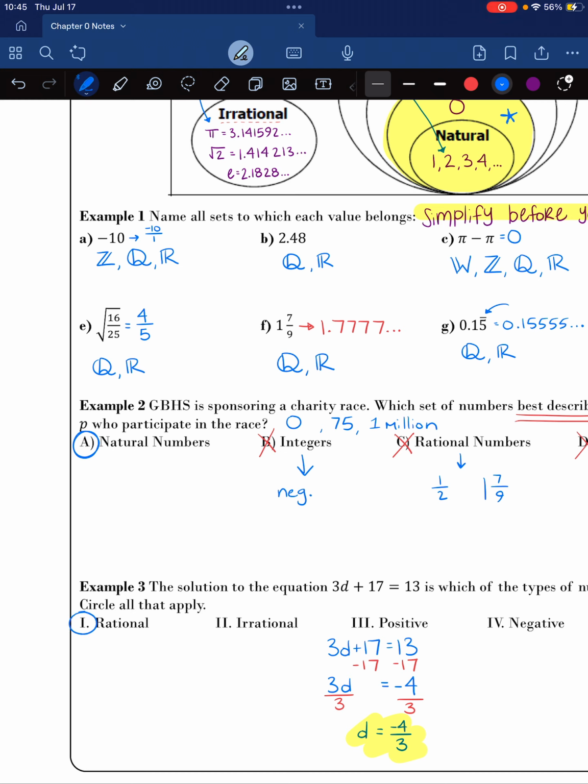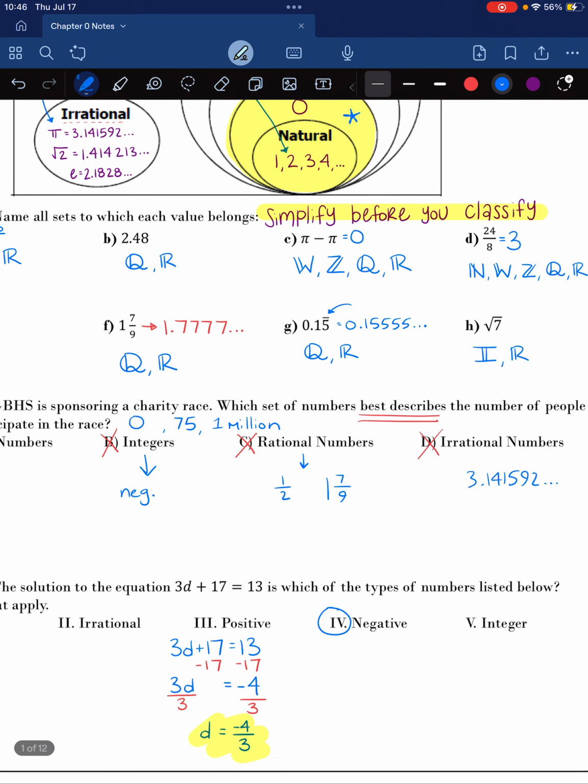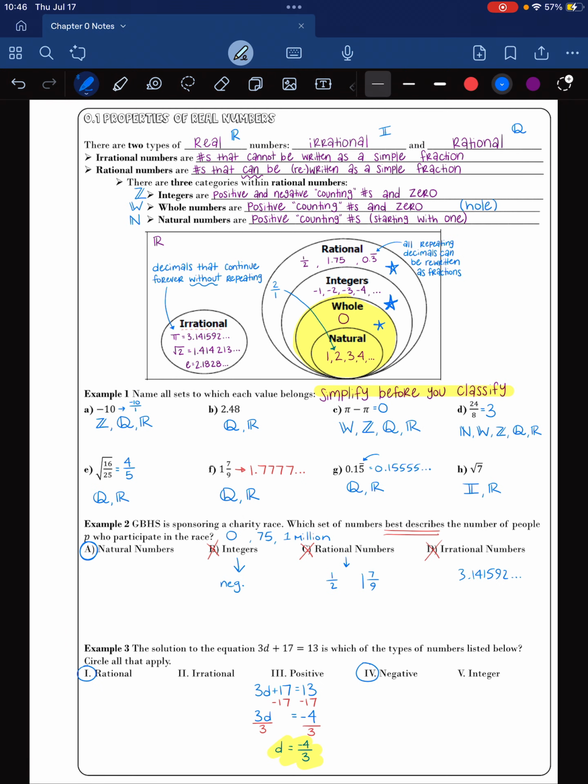Well, it can't be both rational and irrational, so it's definitely not number 2. It is definitely not positive. It is indeed negative, -4/3. And even though integers do include negative numbers, remember it's your negative counting numbers that are integers. It would have to be a number like just plain -4 or -3 for it to be classified as an integer. So just rational and negative. It is also real, but that's just not an option that we have.